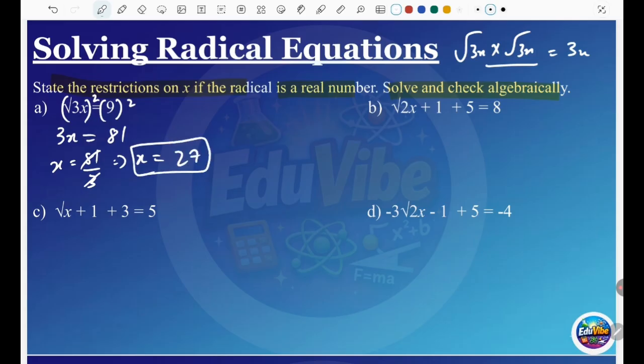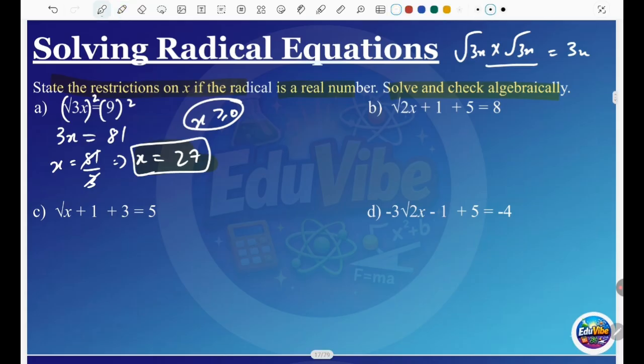And we have a restriction, which is very simple. We have 3x, with x in the root, so x is greater than or equal to 0. And our x is 27, which is greater than or equal to 0. So x is equal to 27 is your answer for this question.